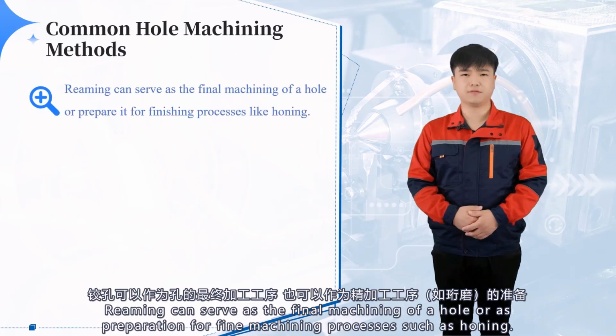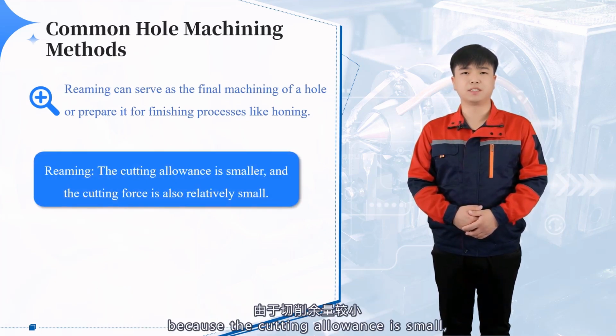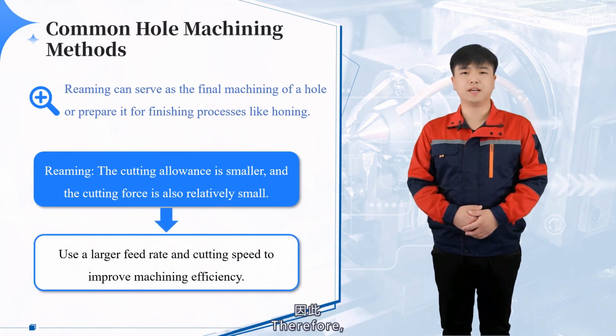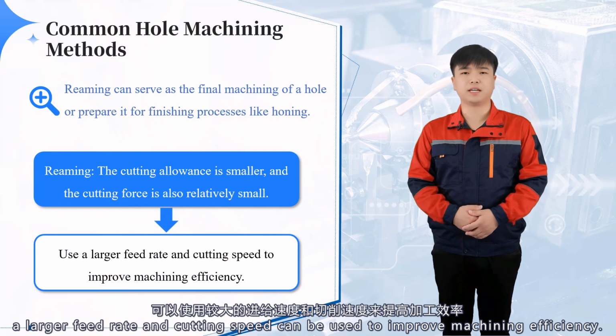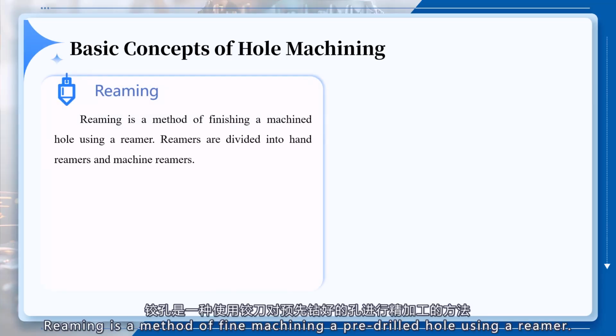Reaming can serve as the final machining of a hole or as preparation for fine machining processes such as honing. During reaming, because the cutting allowance is small, the cutting force is also relatively low. Therefore, a larger feed rate and cutting speed can be used to improve machining efficiency. Reaming is a method of fine machining a pre-drilled hole using a reamer.